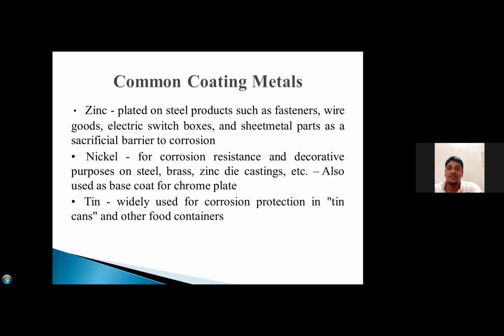There are some common coating metals: zinc, nickel and tin. Zinc is plated on steel products such as fasteners, wire goods, electric fuse boxes and sheet metal parts as a sacrificial barrier to corrosion. Nickel is used for corrosion resistance and decorative purposes on steel, brass, zinc die castings, etc. It is also used as a base coat for chrome plate. Tin is widely used for corrosion protection in tin cans and other food containers.